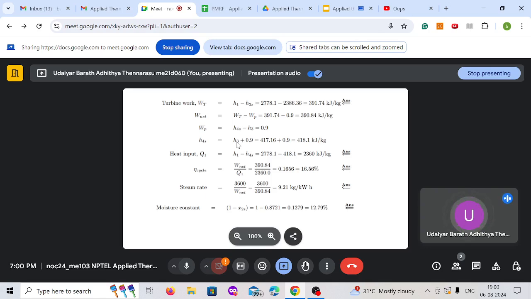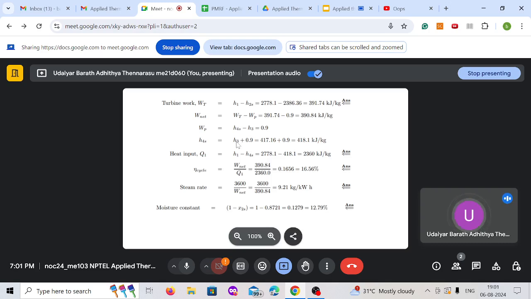Now we have found out the heat input and the works, so we can estimate the cycle efficiency. Cycle efficiency is nothing but W net by Q1. W net is 390.84, which we have calculated as the turbine work minus the pump work, divided by the heat input, which is 2360. So your cycle efficiency is 390.84 divided by 2360, which gives me 0.1656 or 16.56%. That is my cycle efficiency.